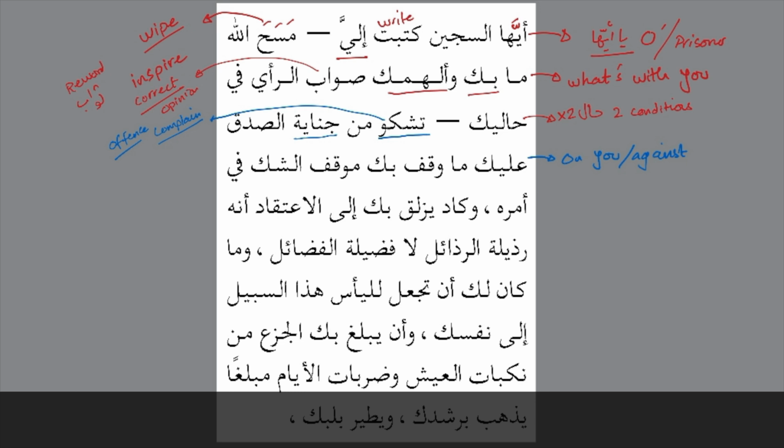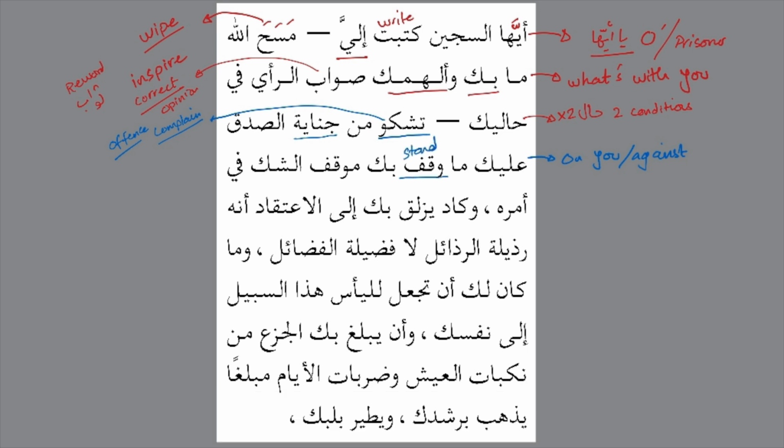ما وقف. وقف يقف, to stand. And then ما وقف موقف. Now this ما is actually translated as "so long as." So تشكو من جناية الصدق عليك ما وقف بك. So long as, or for the duration. موقف is from the word وقف, which means place of standing. So location of standing, standing situation, location, whatever you want to say. Shak is doubt. Okay, في أمره, regarding its matter.